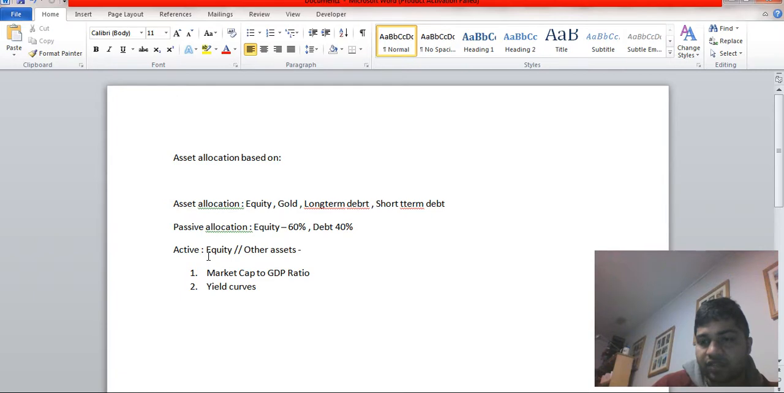If you think equity is going to give you very good returns, you allocate higher towards equity. If you think equity is not very safe right now, you go into gold. So you are doing it actively, not passively. Now, how to decide? There are two simple ways to do it. One is the market cap to GDP ratio and the second is the yield curve.